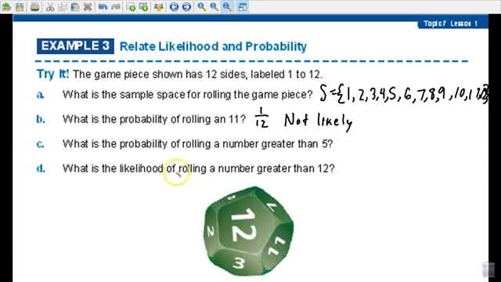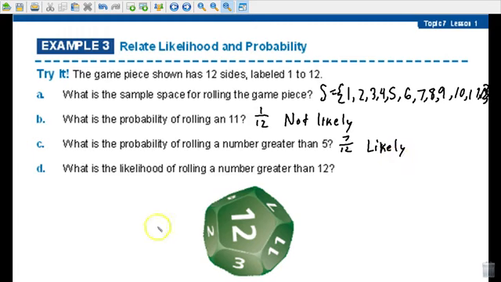So, what is the probability of rolling a number greater than 5? So that would be 6, 7, 8, 9, 10, 11, 12. That would be 7 numbers. So rolling a number greater than 5 would be 7 numbers out of the 12 on the game piece. So that is more than halfway, which means likely. It is likely for that to happen.